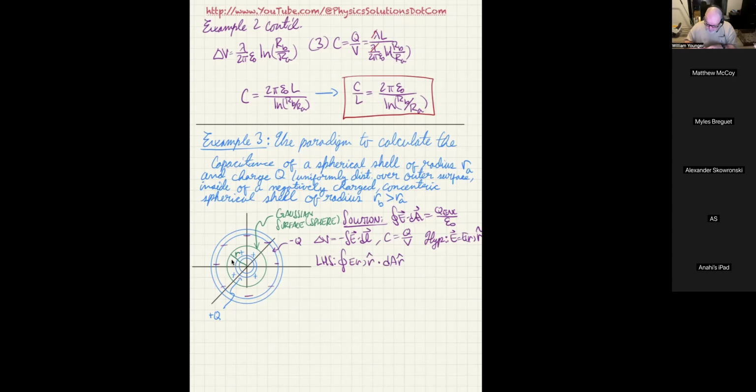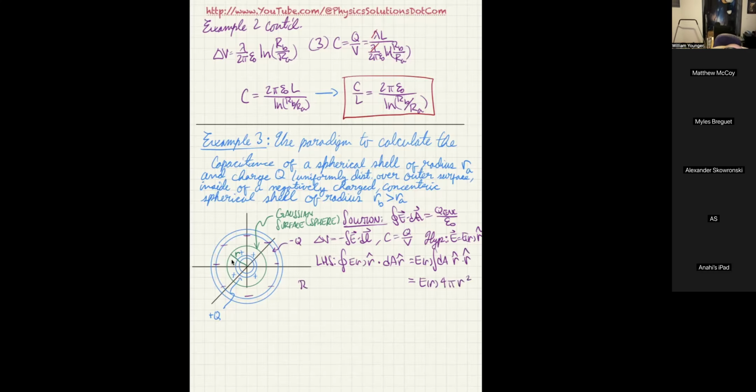So E of R times R hat, and that's going to be dotted with dA R hat. And again, since I chose a spherically symmetric and concentric sphere for the Gaussian surface, and the electric field strength I hypothesized to only depend on the spherical radial coordinate R, then on the surface of the sphere, R is a constant, and so is E of R. So E of R can come out in front, and we end up getting E of R times the integral of dA times R hat dot R hat, which of course is 1, and the integral of dA over the surface of a sphere is of course the area of a sphere, which is 4 pi r squared.